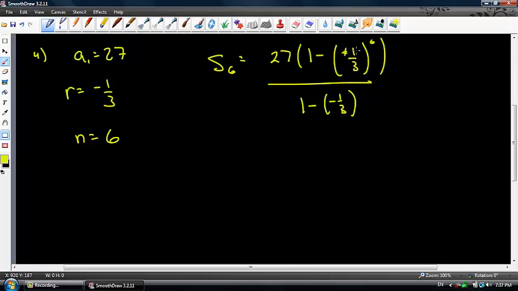1 to the 6th is 1, obviously, like putting ice cream in the freezer, obviously. 3 to the 6th is 729, so a 729 is going to go on bottom.